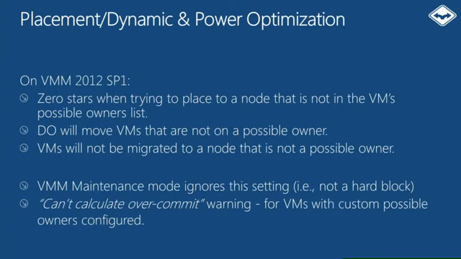Dynamic optimization will again try to fix this up. If you have a VM that is not on a possible owner, the next time dynamic optimization runs, VMM will try to move that VM off of the node and bring it onto one of the possible nodes of the cluster. So VMs will not be migrated to a node that is not a possible owner. When you click a VM and select to live migrate it, the live migration wizard will block you from moving it to a node that is not a possible owner of that VM. So it is built into VMM and it will respect the possible and preferred owner setting and allow you to deal with it seamlessly on a cluster.